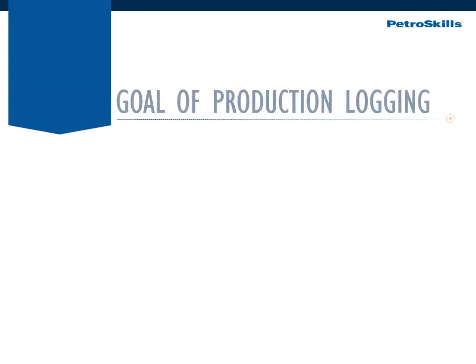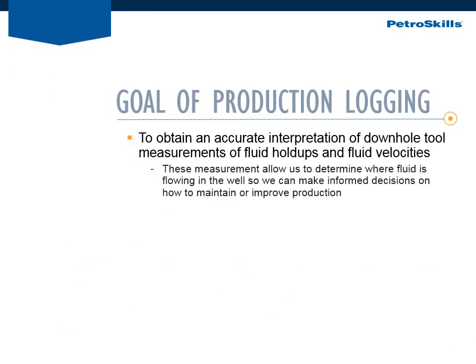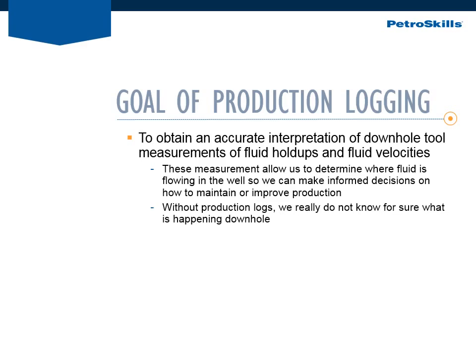The goal of production logging is to obtain an accurate interpretation of downhole tool measurements of fluid holdups and fluid velocities. These measurements allow us to determine where fluid is flowing in the well, so we can make informed decisions on how to maintain or improve production. Without production logs, we really do not know for sure what is happening downhole.